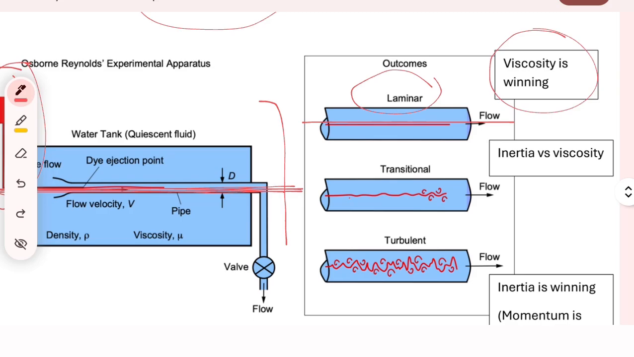Now, if you see a little bit of wiggle like this, it's what we call transitional. It's about to transition into something, right? So from laminar, it begins to wiggle like this. The red dye that you see in the tube begins to wiggle, then it is now in the transitional phase. That means there is a struggle between inertia and viscosity. They're trying to fight, right?